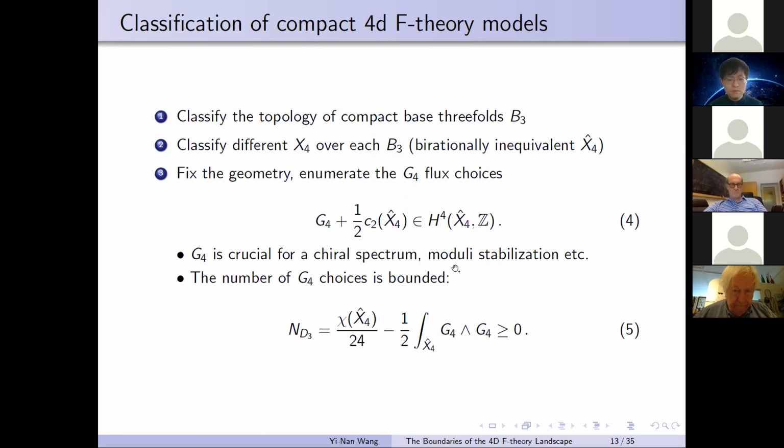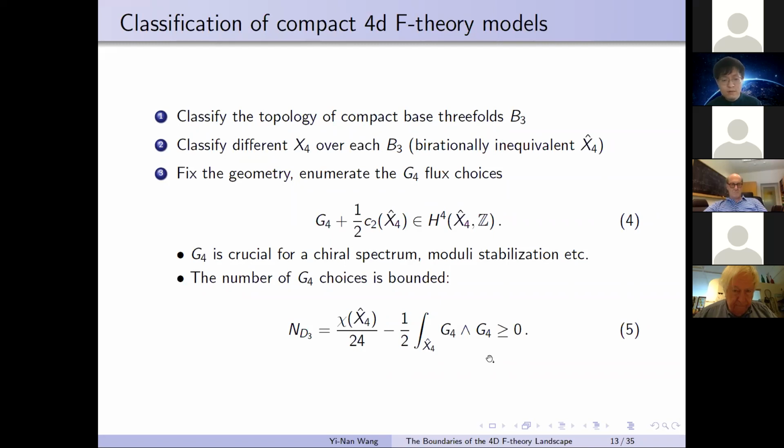It's also notable to mention that the number of such G4 flux choices is always bounded by this tadpole cancellation condition. So on the left-hand side, we have the number of D3 branes in 4D F-theory, and on the right-hand side, we have a quantity evaluated on the resolved Calabi-Yau fourfold. Okay, so this is a brief overview of F-theory.